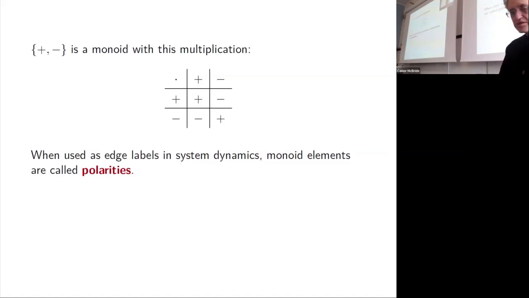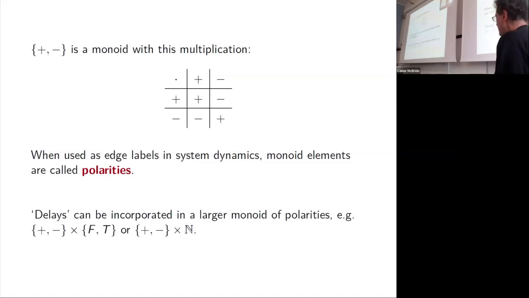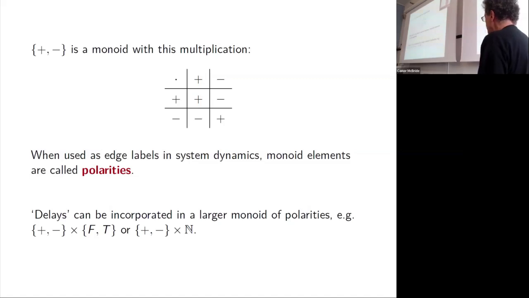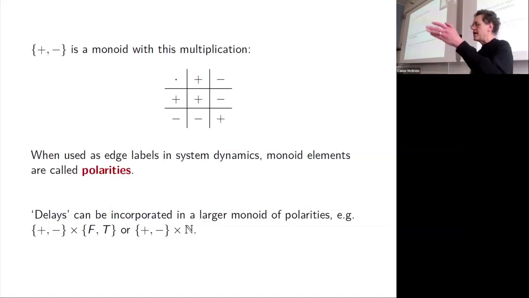But look, there are other monoids that are more complicated and interesting that you could use to label edges. For example, if you want to incorporate delays, as we often need to do, you could use that two-element monoid times some other monoid. Here's the Boolean monoid, false and true, where the monoid operation is and, so true and true is true. And that you could use if you just simply wanted to record whether or not there is a delay on the edge. So if the edge is labeled with false, there's no delay. If the edge is labeled true, there is a delay.